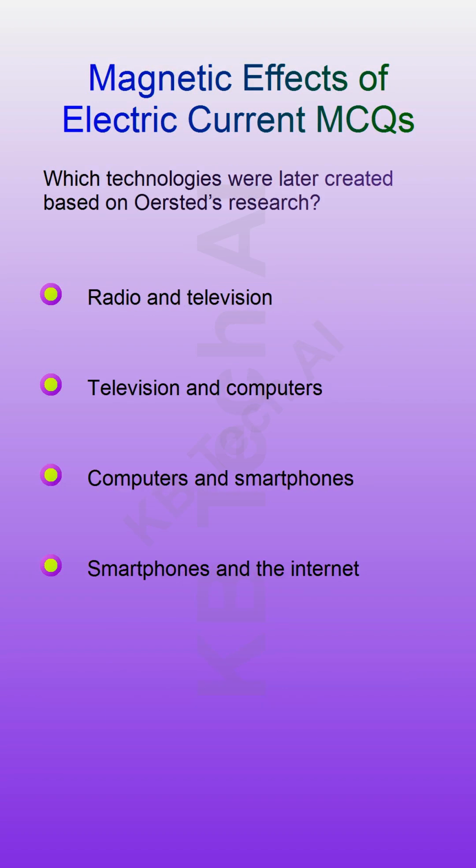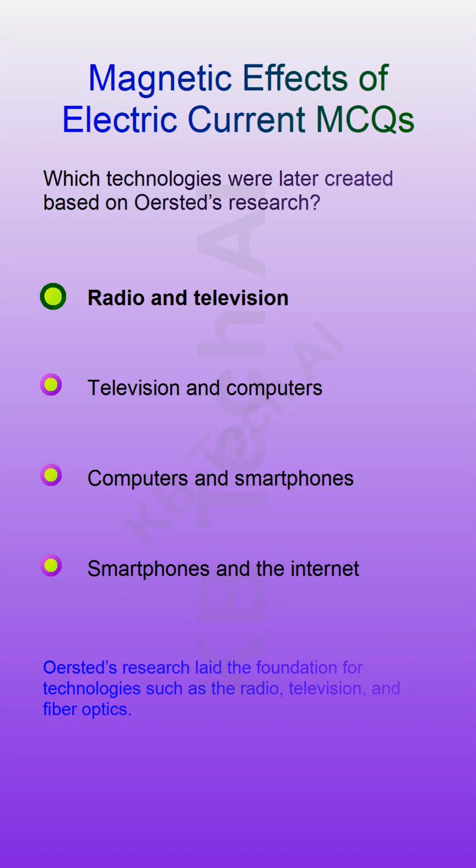Which technologies were later created based on Oersted's research? Option 1, radio and television, option 2, television and computers, option 3, computers and smartphones, option 4, smartphones and the Internet. The answer is, option 1, radio and television.